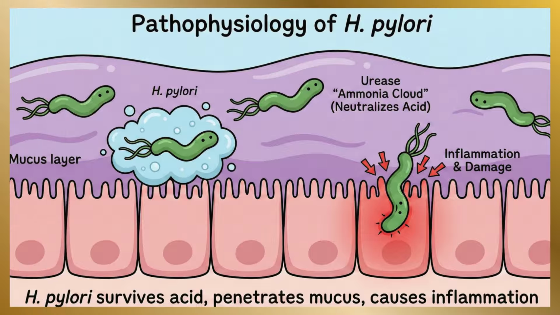Another key term is Helicobacter pylori, the H. pylori. This is a spiral-shaped gram-negative bacterium. It is the primary culprit behind chronic gastritis, peptic ulcers, and even gastric cancers. It survives the stomach acid by producing urease.